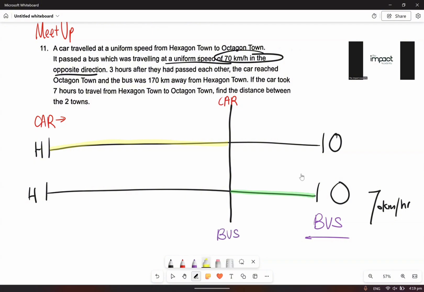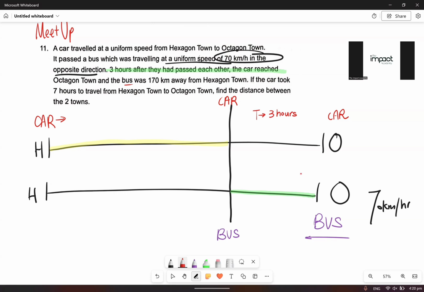Now what happens is this. They say 3 hours after they pass each other, the car reached Octagon Town and the bus was 3 hours away. Where do you think the car will be right now? The car is right here at Octagon Town. So you want to write over here, and we know the information that it used how much time? 3 hours. Am I making sense?